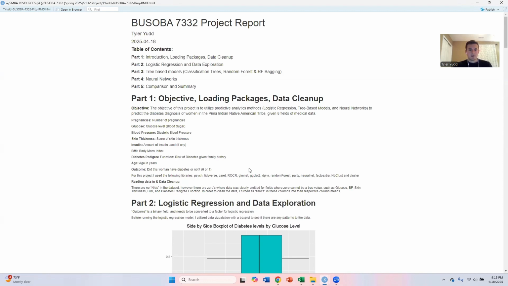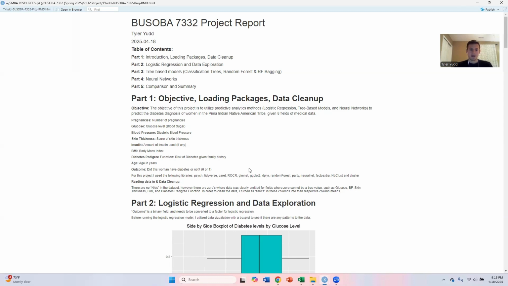So to give a little bit of background about this data set, the fields that were used were pregnancies, glucose level, which is blood sugar, the blood pressure, skin thickness, insulin, if applicable, body mass index, diabetes pedigree function, which is a ratio based on the family history of that patient, and then their age in years. And lastly, there was outcome, which is a binary 0 and 1 field. This originally is an integer in the data set. So before I jump into logistic regression, I convert it to a factor so that it works for the model.